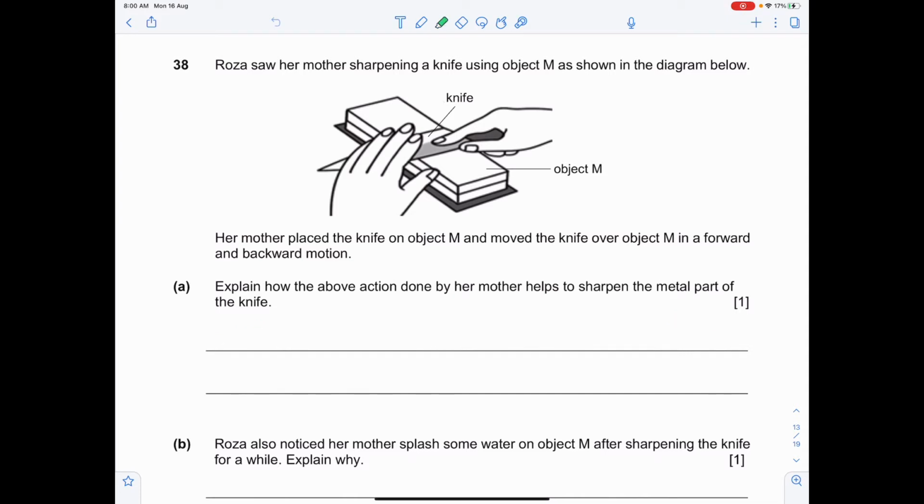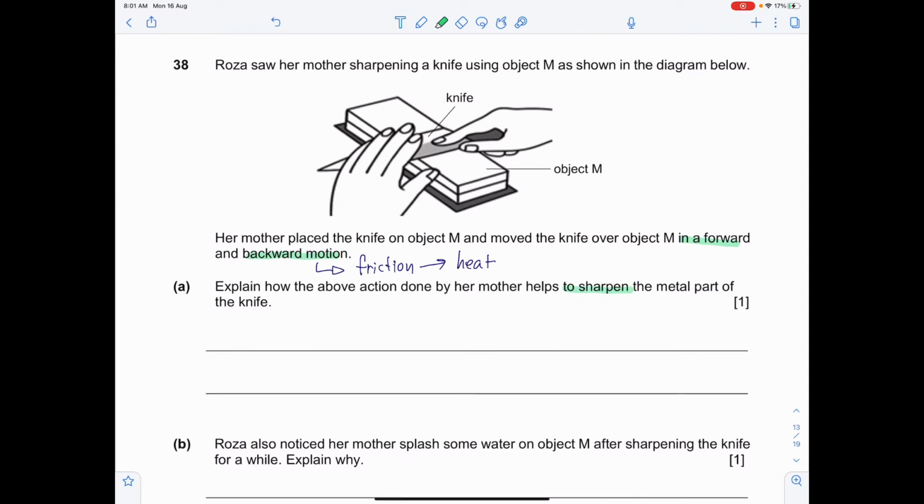So a few things to note. The first few things is that you will realize that forward and backward motion will actually hint you that the force that is in play here is actually your friction. And friction typically generates heat. Okay? So in the first question, they want to know, how does it help to sharpen?